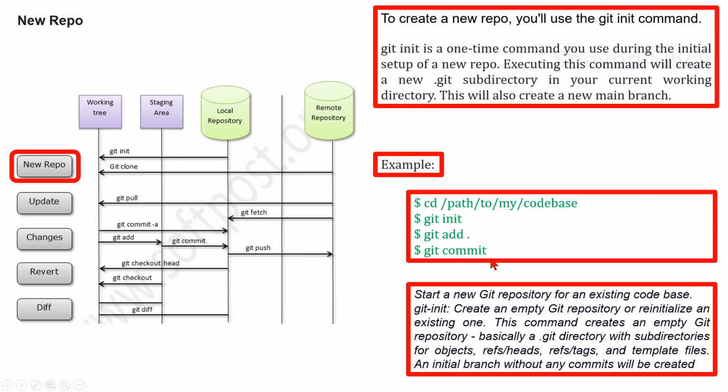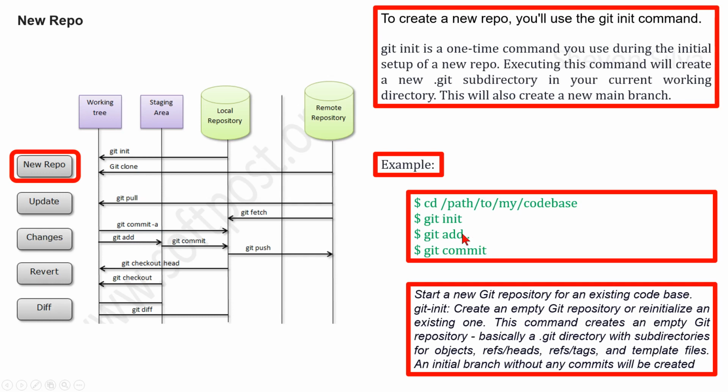This is to start a new Git repository for an existing code base. Here git init creates a /path/to/my/codebase/.git directory. Add the existing files to the index, here git add . and git commit. Record the pristine state as the first commit in the history.